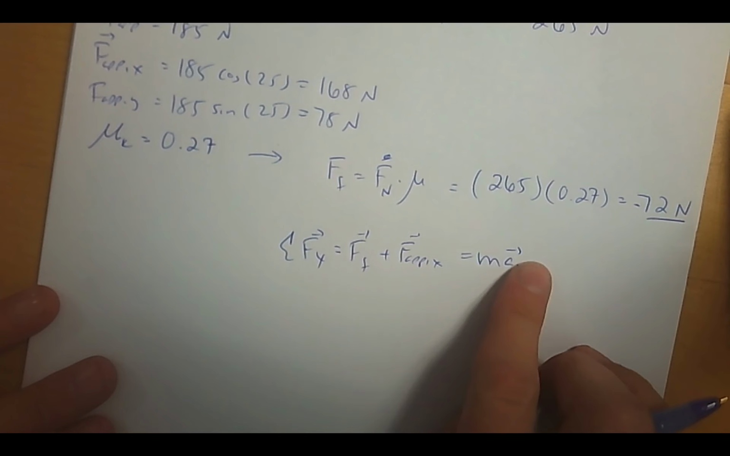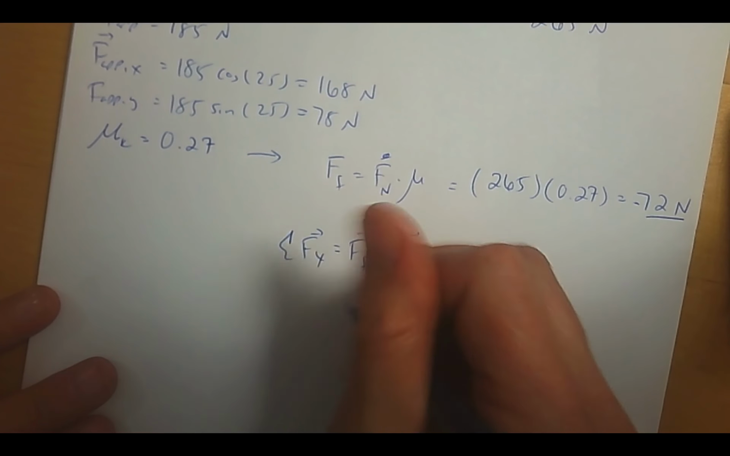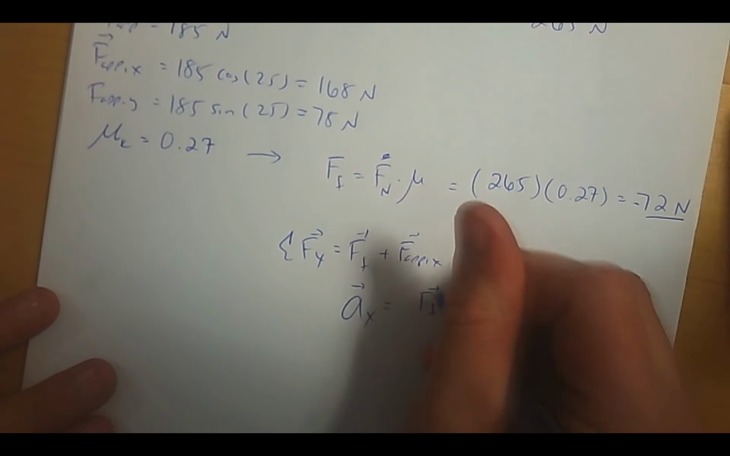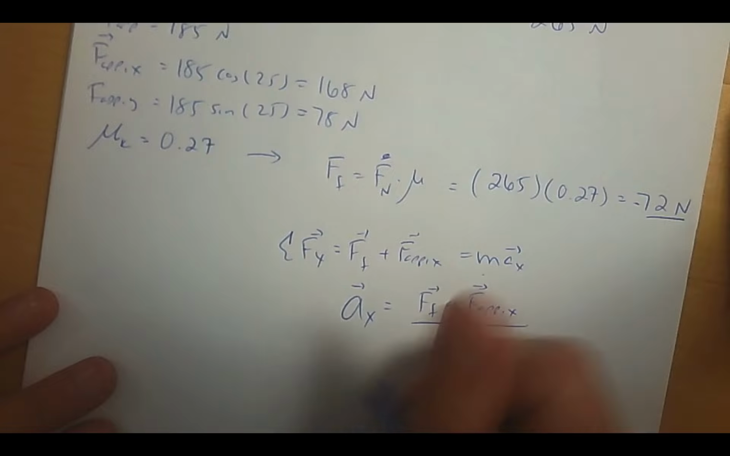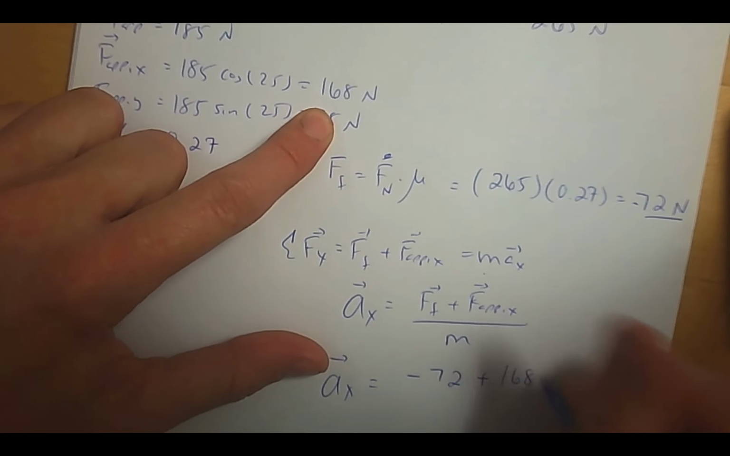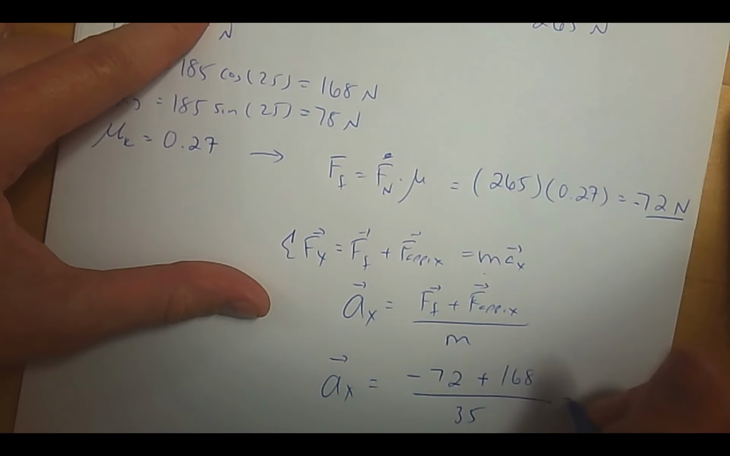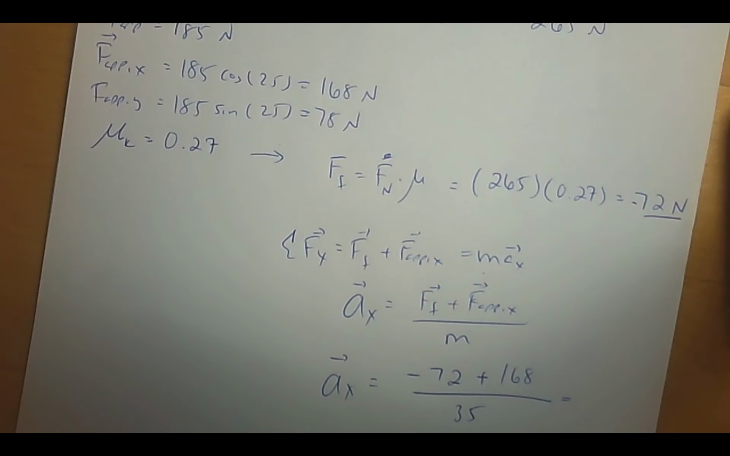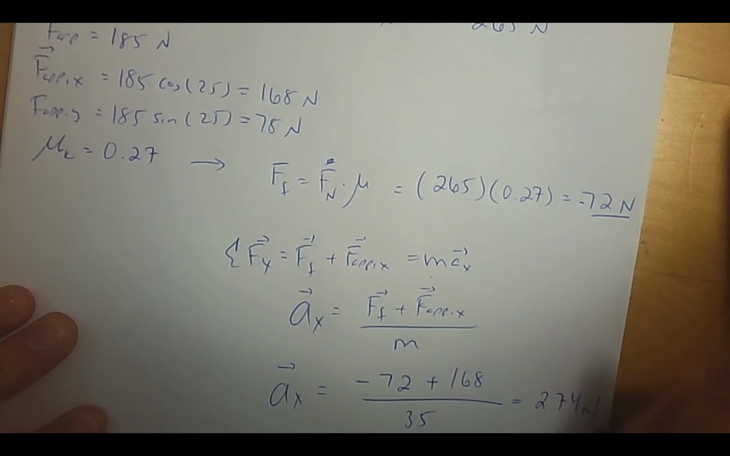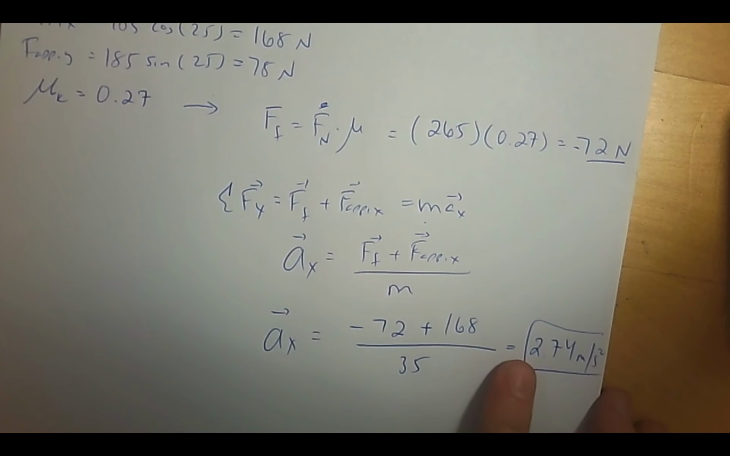And I'm going to isolate a here by dividing everything by m. So now I have the acceleration in the x direction equals negative 72 plus the x component of my applied force, 168, and I'm dividing that by 35. I get 2.74 meters per second squared as my acceleration. If you want to answer with 2 sig figs, you'd say 2.7 meters per second squared.